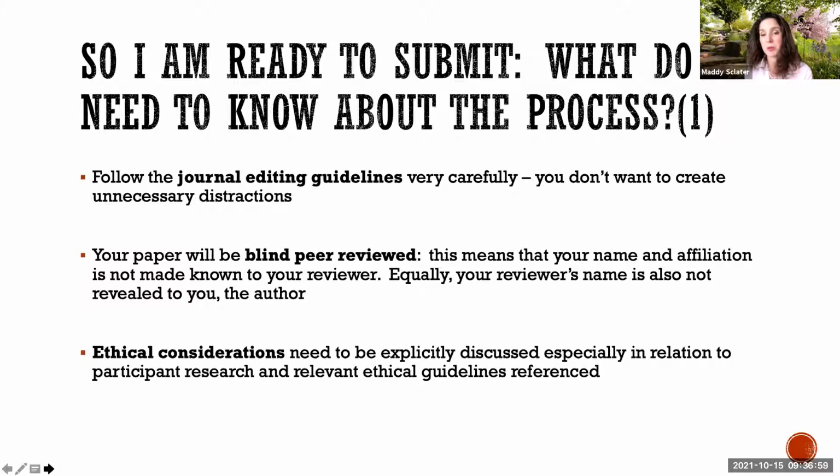And I'm sure you probably know what this means, but it means essentially that your name and your affiliation is not made known to your reviewer. And equally, your reviewer's name is not revealed to you as the author. In our journal, we have 2 blind peer-reviewed people involved in that process, so you should get 2 reviews. Then the editor looks at both of those reviews, reads the paper, and makes a recommendation.